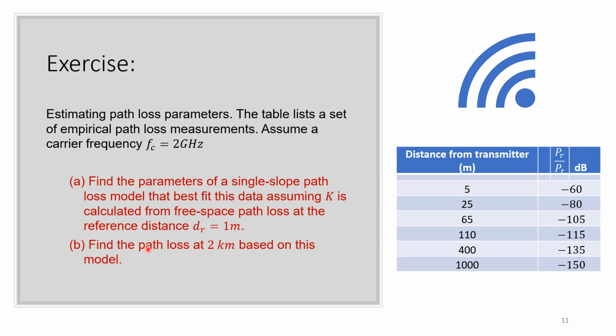And then of course the second part, once you find the fit, once you find the model, we will find the path loss at 2 kilometers, which is not here. So we'll extend this to 2 kilometers. Find the path loss at 2 kilometers based on this model. Write your two answers in the comment section.